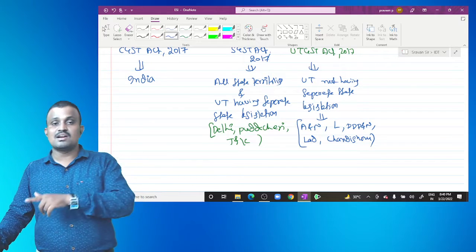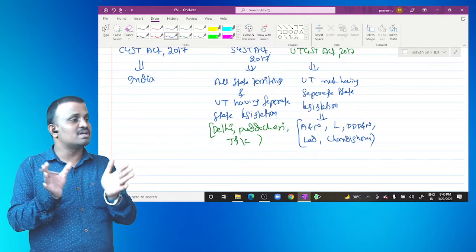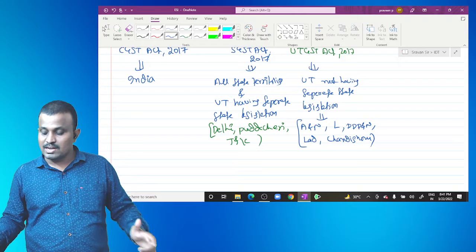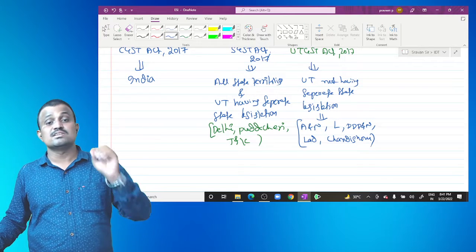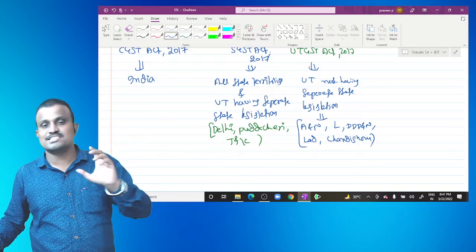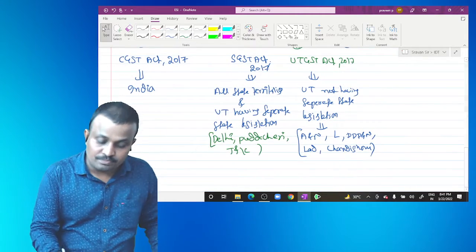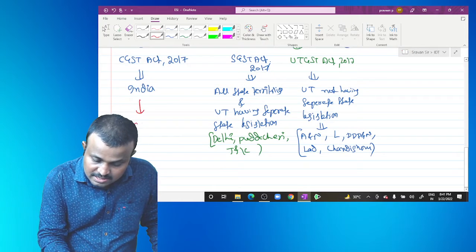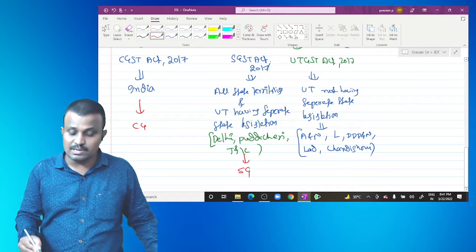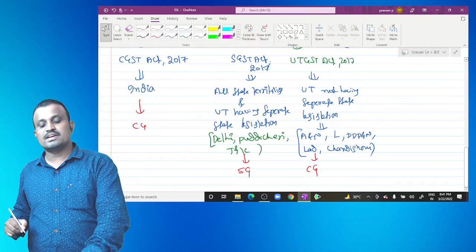Previously, Daman and Diu and Dadra and Nagar Haveli were two different union territories. Recently, both were combined and formed a single union territory. In these union territories not having separate state legislation, the UTGST Act is applied, and UTGST is levied instead of what? SGST. Remember, CGST is levied by the central government, and SGST is levied and collected by the state government. UTGST is levied and collected by the central government.